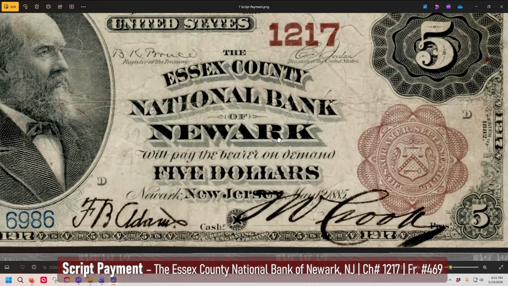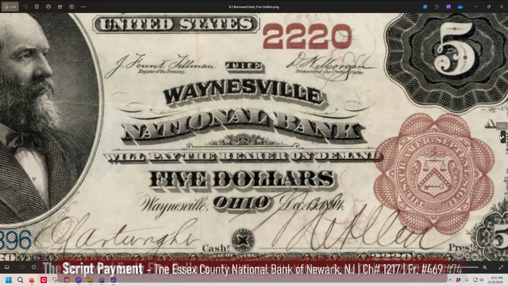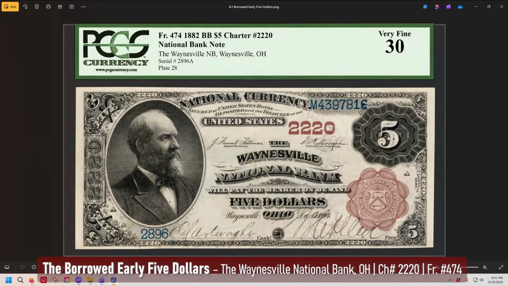Okay, but all interesting, and these tend to be a little bit simplistic layouts as well. Yes, there's very little ornate detail going on here. Nothing up here, just plain and simple. All right. Moving on to the borrowed early $5.